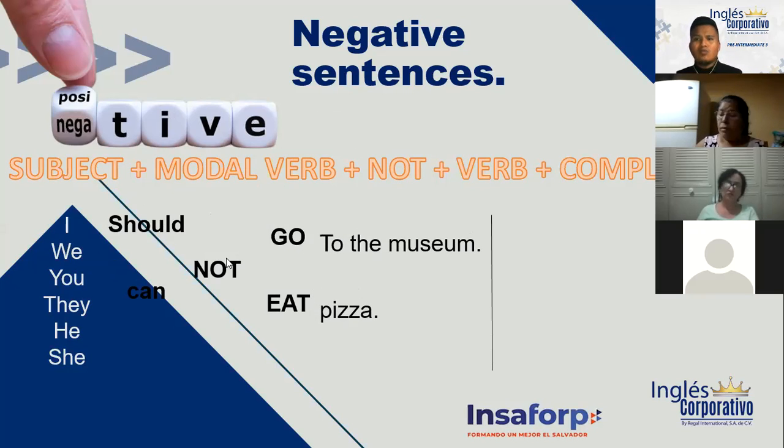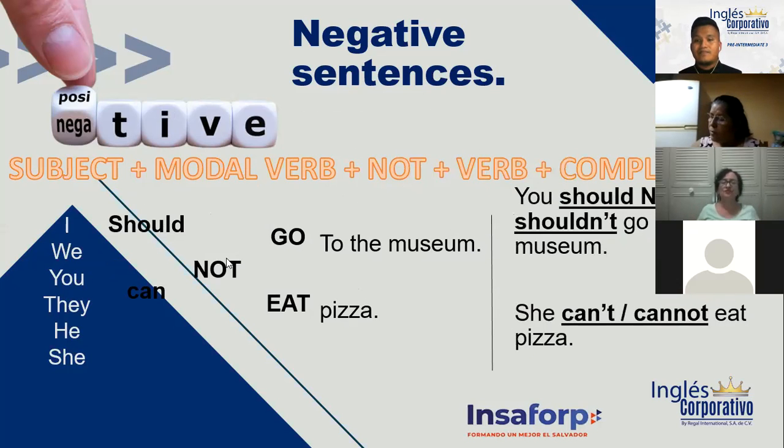So how would you create a sentence? Here you have, yes? You should not or you shouldn't go to the museum. You shouldn't go to the museum. You can say, she can't eat pizza, or she cannot eat pizza.